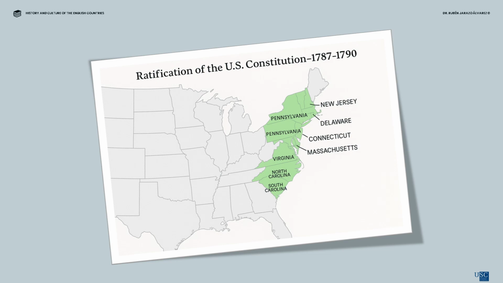Several states ratified on the promise that a Bill of Rights would be added to protect individual liberties. The new federal government began operating in 1789. The first 10 amendments, the Bill of Rights, soon followed.